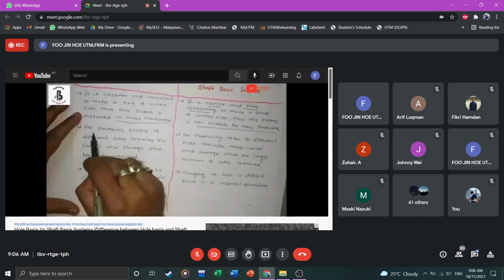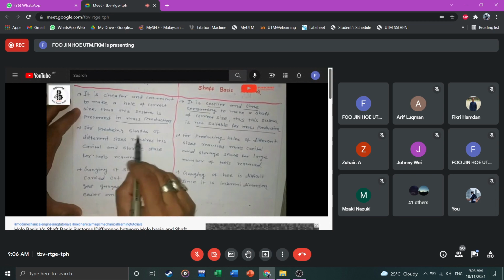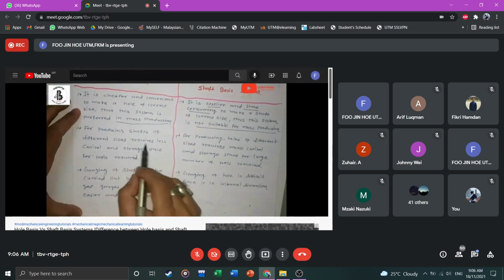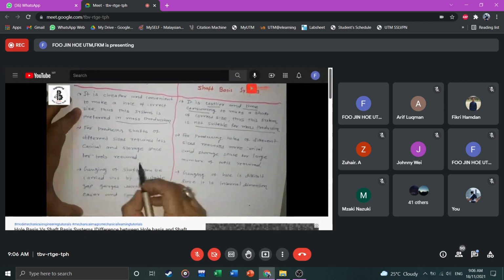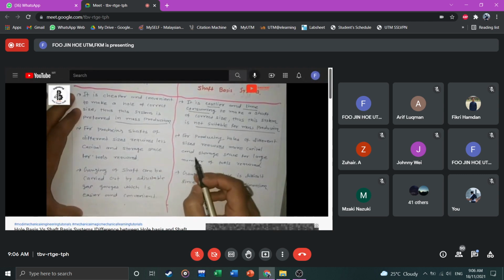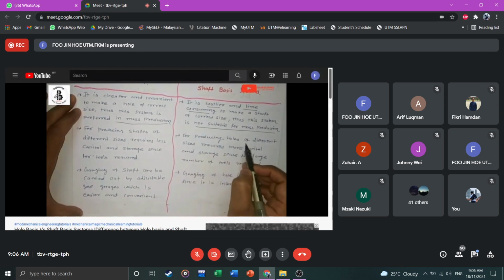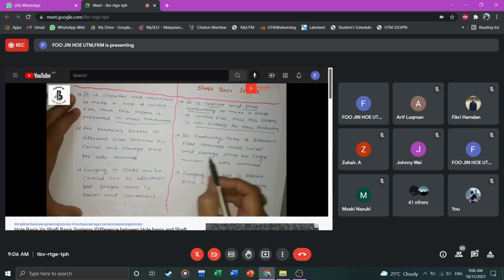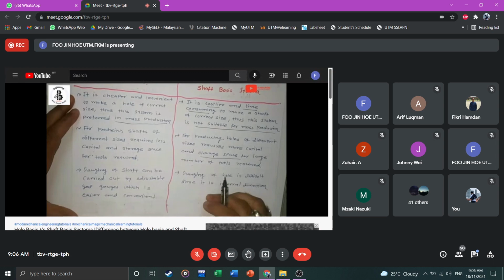Then for the hole basis system, for production, shafts of different sizes are required, which needs less capital and less storage space for the tools. On the other side, for the shaft basis system, producing holes of different sizes requires more capital as well as storage space for a large number of tools.